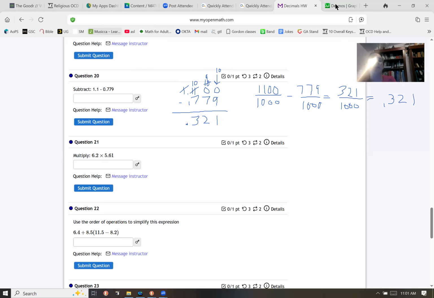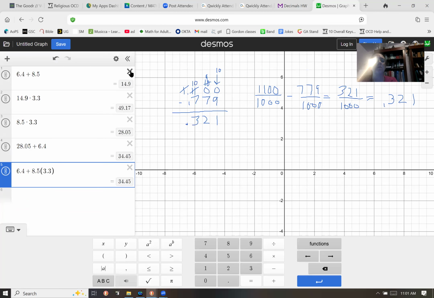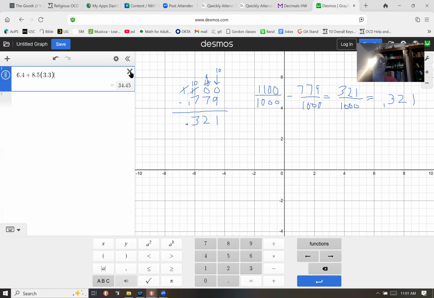Let's also check this over in Desmos. 1.1 minus 0.779. Is 0.321. Now, I'd like to know your preference. Do you prefer, if you had to do it by hand or in your mind, do you prefer turning it into fractions and taking the 1100 minus 779 and get 321 thousandths? Or do you prefer doing the trading?